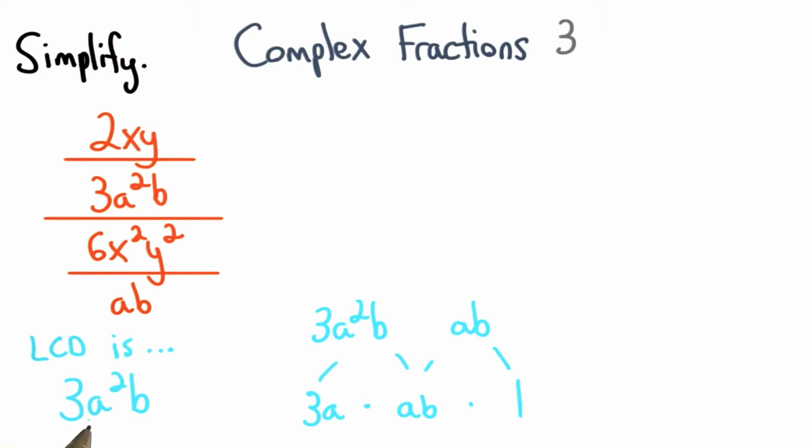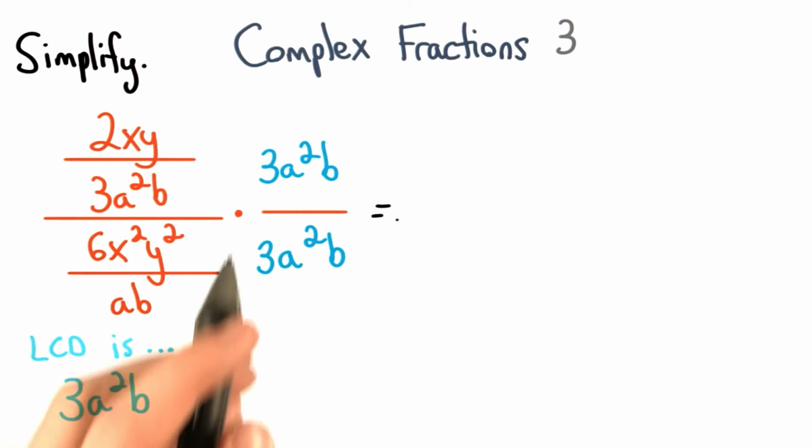And remember, we want the highest power of any variable or factor that appears in our denominators. 3 is the highest number factor, a squared is the highest variable factor for a, and 1b, or just b, is the highest factor for, well, b.